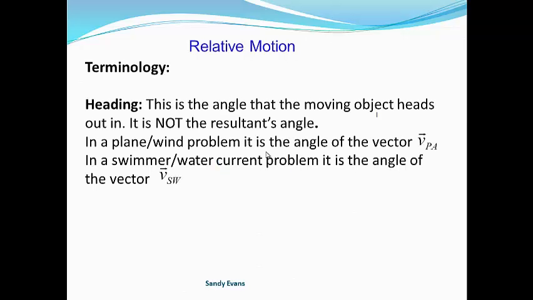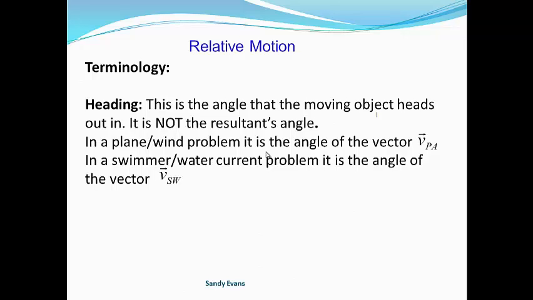So now some terminology. You're going to notice that in many of the problems, they ask you to find something called heading. This is the angle that the moving object heads out in. It is not the resultant's angle. So in a plane or wind problem, it's the angle of the vector VPA. It's the angle that the plane headed out in. It is not the angle of the result.